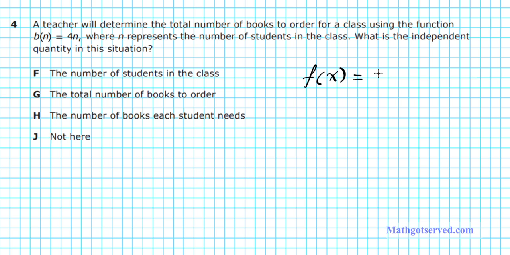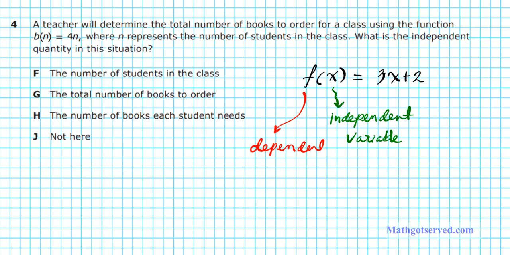So let's say f of x equals 3x plus 2, for example. Now, the variable in the parentheses is the independent variable. So this is the independent variable. Just based on the notation, automatically, this is the independent variable. And the variable on the outside is the dependent variable.